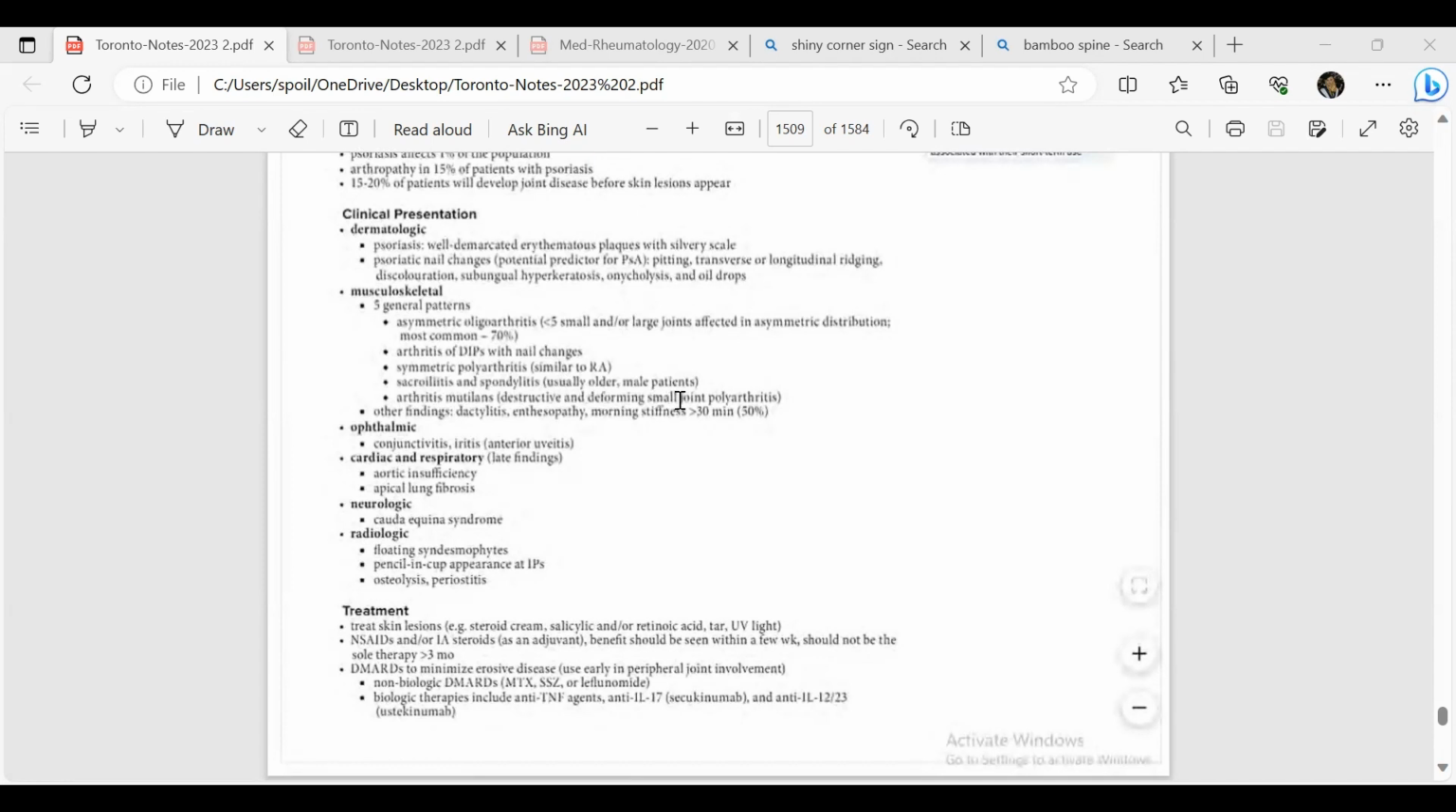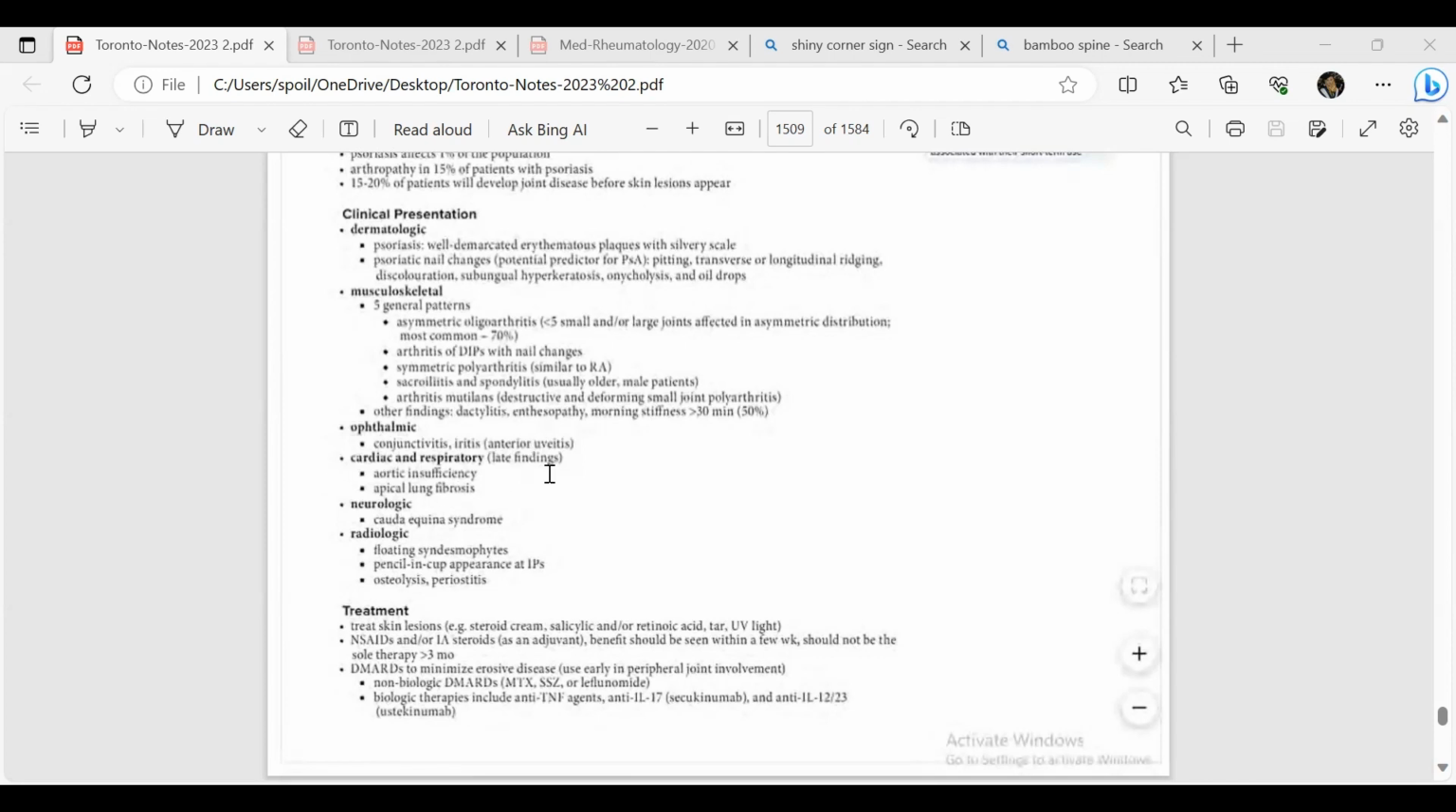Sacroiliitis and spondylitis are usually seen in older male patients. Arthritis mutilans is destructive and deforming small joint polyarthritis. Other findings: sacroiliitis with morning stiffness greater than 30 minutes in 50% of people. Ophthalmic findings are conjunctivitis and iritis, or together anterior iritis. Cardiac and respiratory findings are late: aortic insufficiency or apical lung fibrosis.